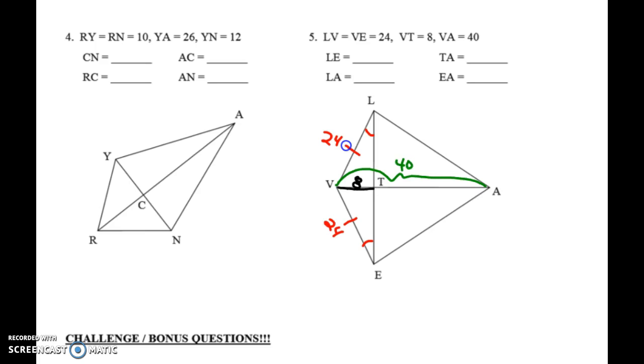Well, if the whole thing is 40 and that little piece is 8, 40 minus 8 gives me 32. So that means that this piece right here is 32. Well, it's a kite. What else do we know about it? Okay, good. They're two isosceles triangles. So I know that these two sides are the same, which means that these two angles are the same, right? What else do I know?